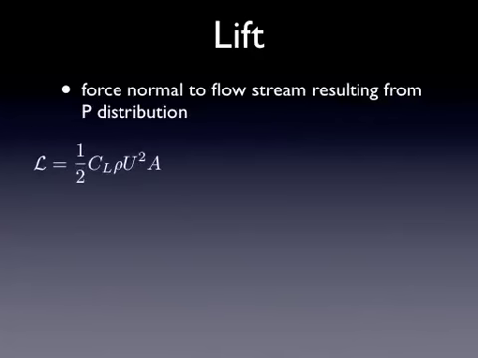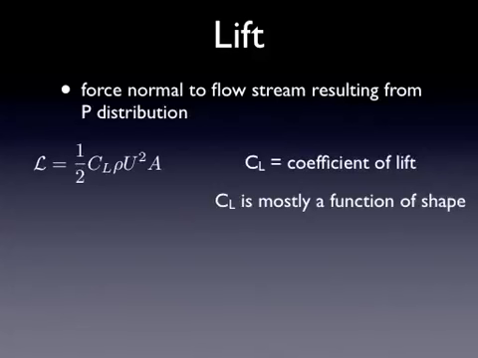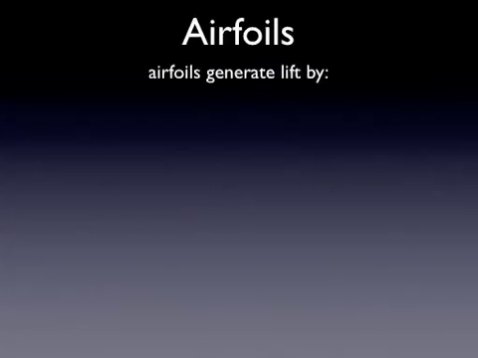Since it's analogous, we use basically the same equation. The only difference is we have a coefficient of lift instead of a coefficient of drag. And we talked about the coefficient of drag being a function of all kinds of dimensionless numbers. Coefficient of lift is primarily associated with shape. So it's how we design that object that we use to generate lift that is the most important.